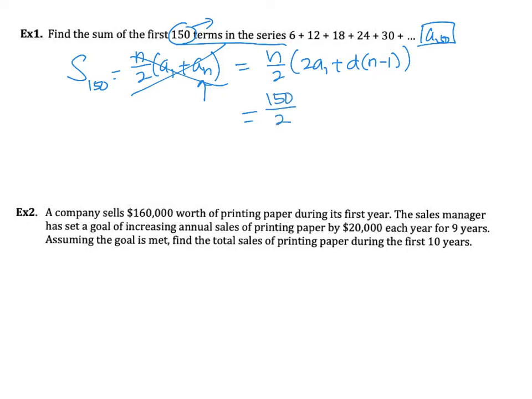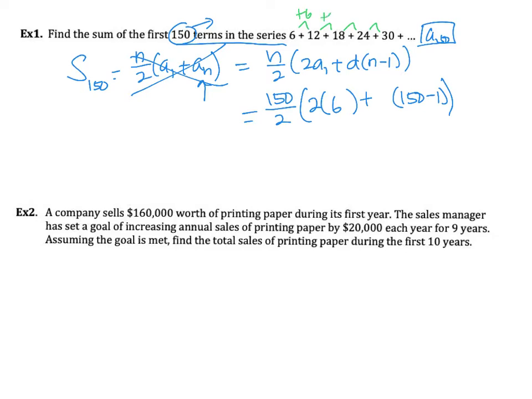So I'm going to do 150 divided by 2, twice the first term is 6, plus my common difference times 150 minus 1. So I haven't calculated my common difference yet, so let's check it out. I just assumed this was arithmetic because I just introduced the formula for the sum of an arithmetic series to you, so let's check it out.